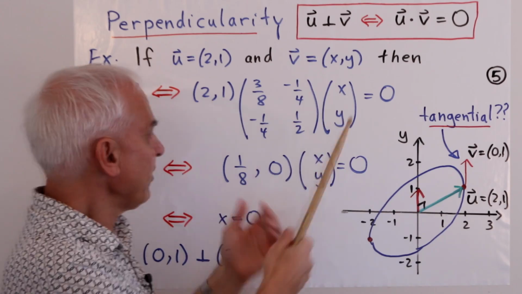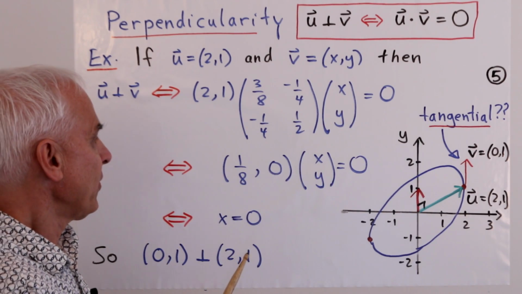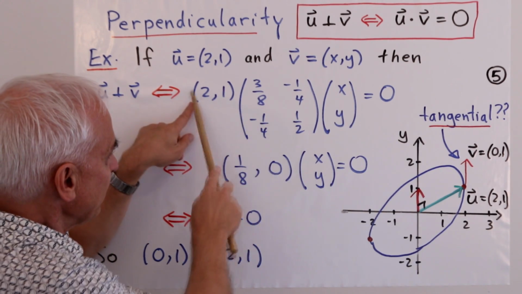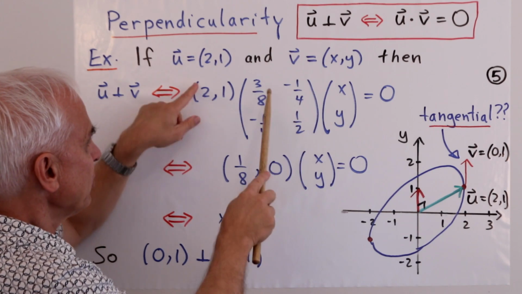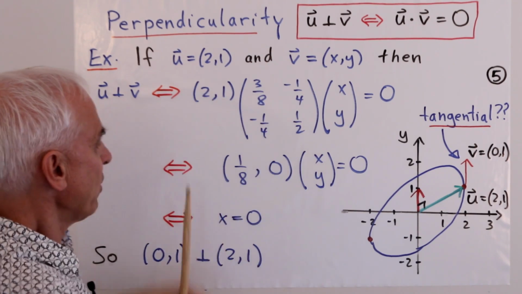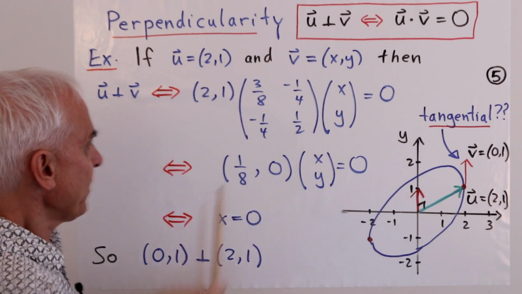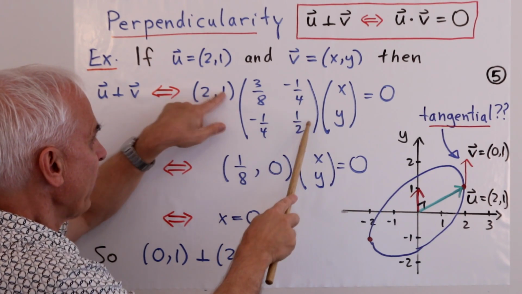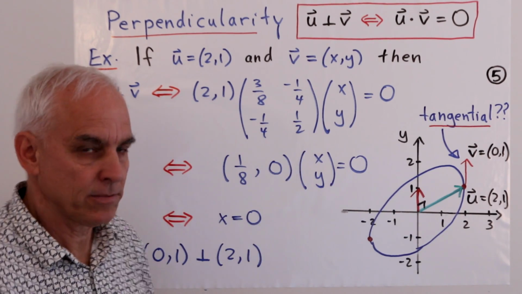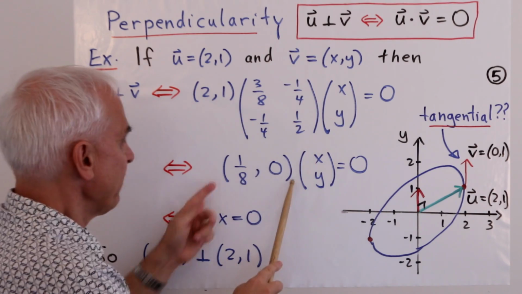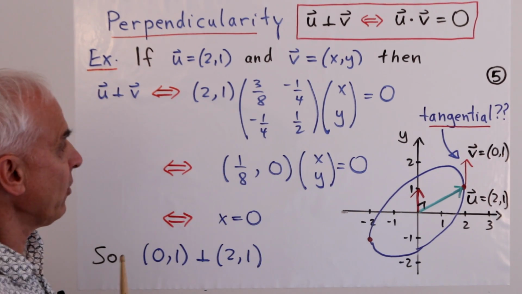Now if we write this out, the easier thing to do is to multiply these two things first. So 2 times 3/8 minus 1/4, that's 1/8. And 2 times minus 1/4 plus 1 times 1/2, that's 0. So the product of these two is the vector 1/8, 0.